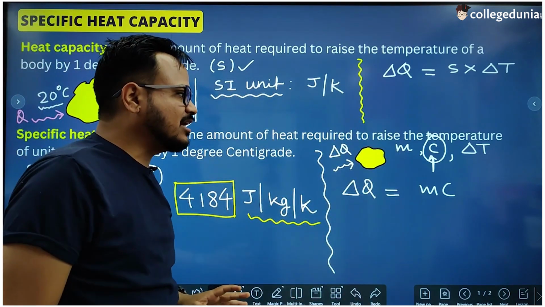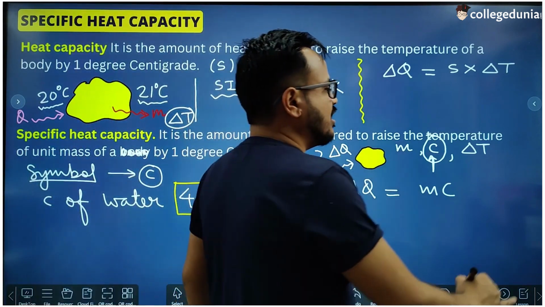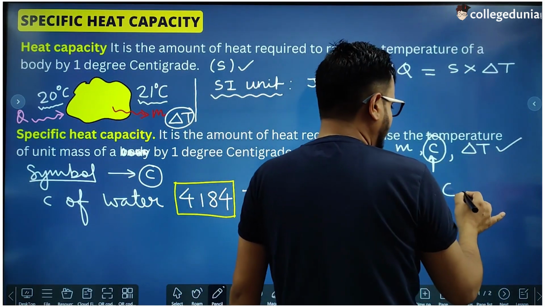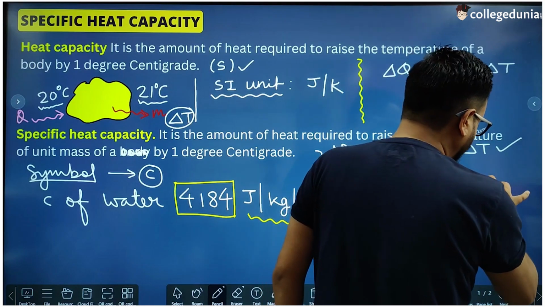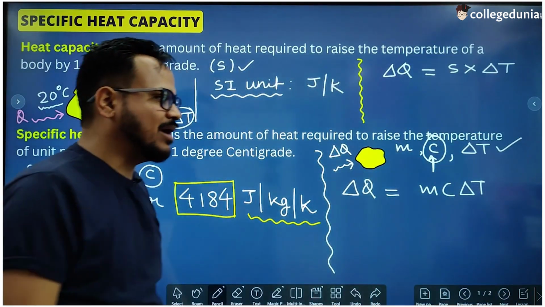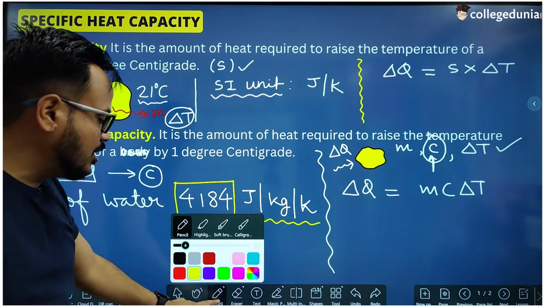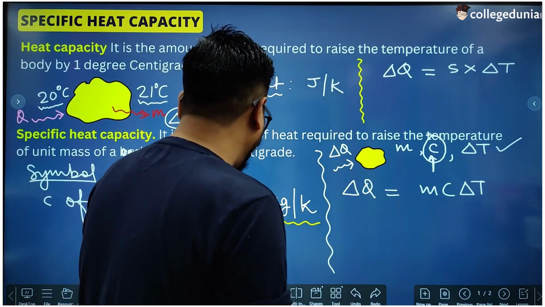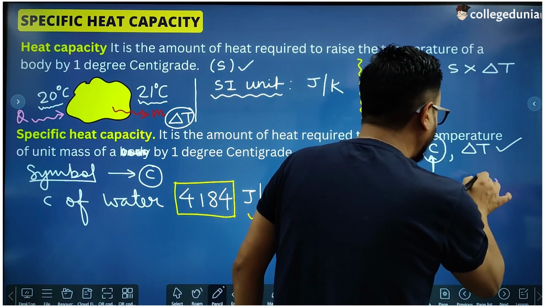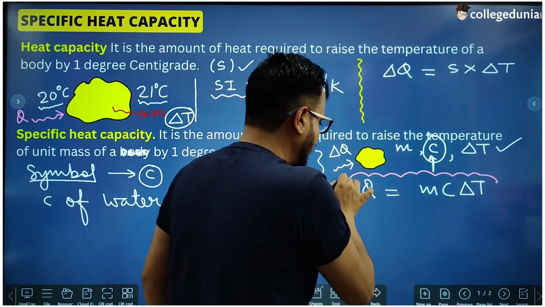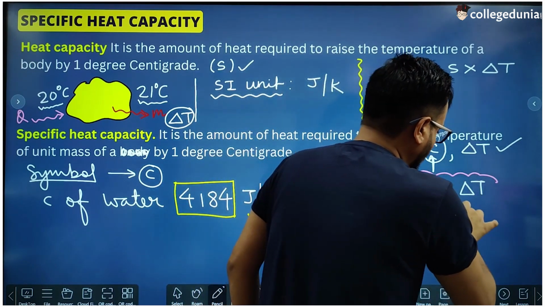But we are not increasing the temperature by 1 degree centigrade. We are increasing the temperature by delta T degree centigrade. So what is the total heat required to raise the temperature by delta T degree centigrade? It is MC delta T, and it is one of the most important formulae of the unit heat and thermodynamics.